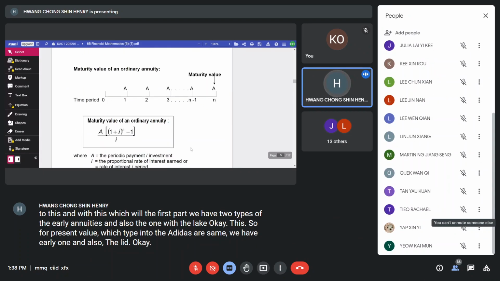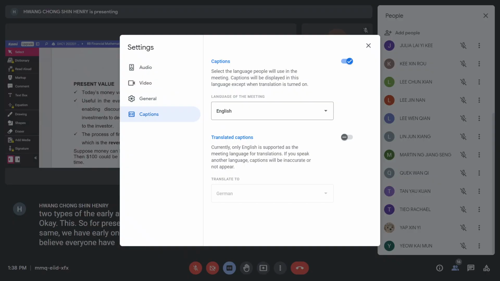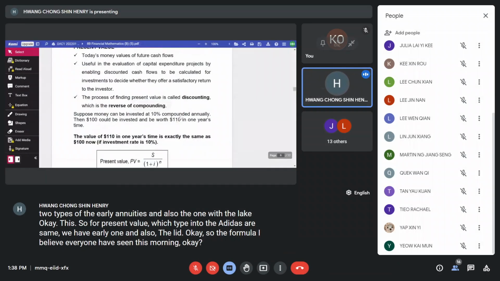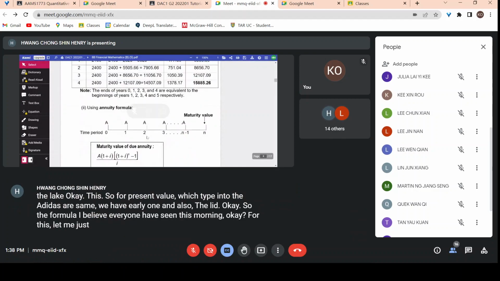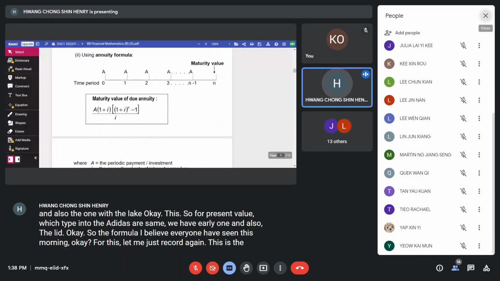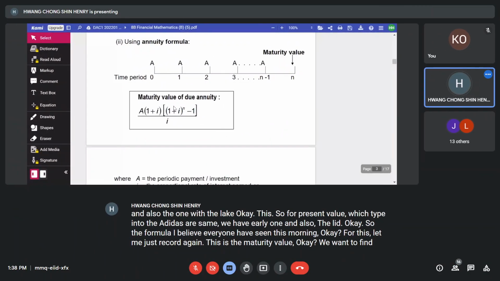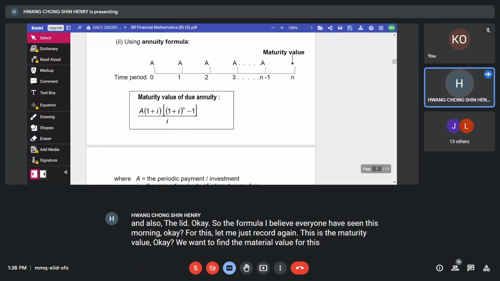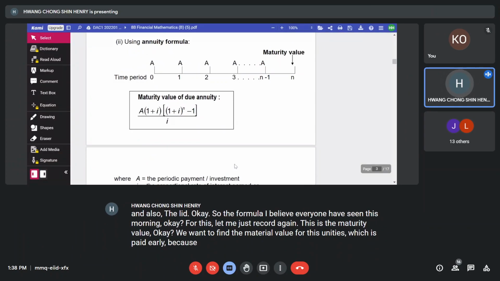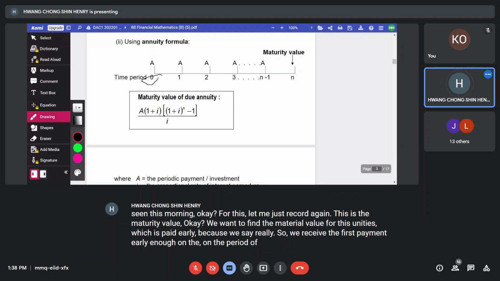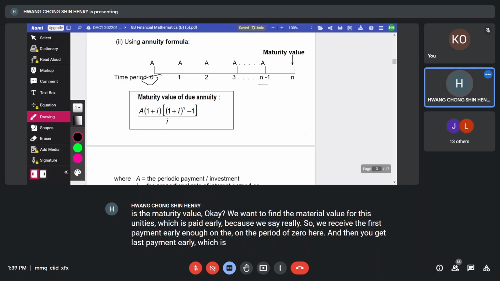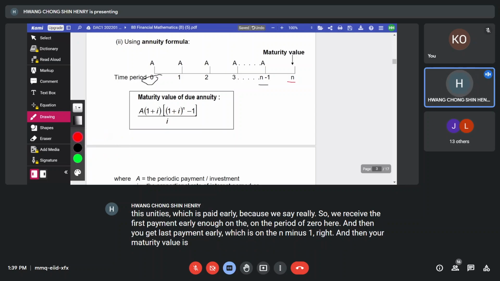So the formula, I believe everyone has seen this morning. Let me just record again. This is the maturity value. We want to find the maturity value for this annuity, which is paid early because we save early. We receive the first payment early, at period 0 here, and then you get the last payment at n minus 1, right? And then your maturity value is at the end here, so the formula is given by this.